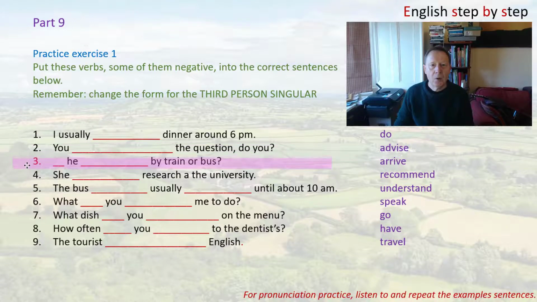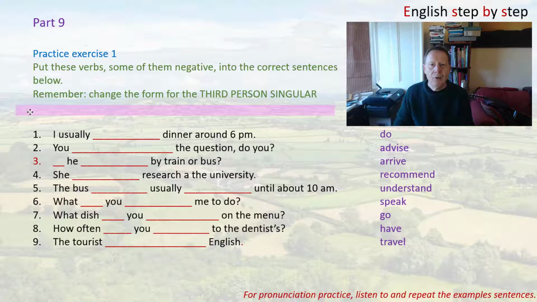And the next one is also a question. No, the second one is actually a negative. There's a clue for you. So you take one of the verbs and change it into a negative, because at the end you have a tag question which tells you that this is a negative verb. And the third one is a question.